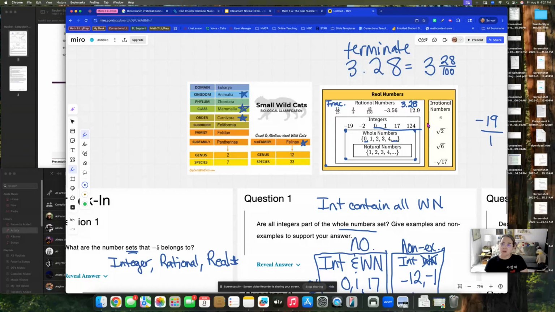So what else could it be? Well, it's not going to be an integer, right? Because it's got a fraction. It can't be an integer. Is it going to be a whole number? No, it's got the fraction. Can't be a natural number either. Can't be irrational, right? Because it terminates. The irrationals go on forever with no pattern. So the only one left is up here. Real numbers. So 3.28 is rational. It's got a terminating decimal, and it's also a real number. It really is.